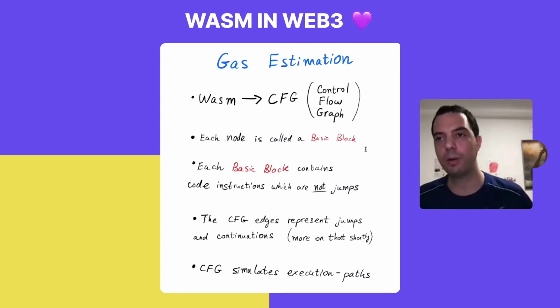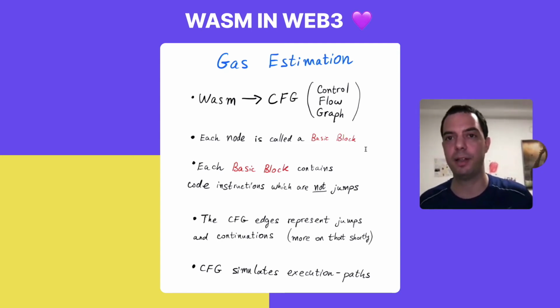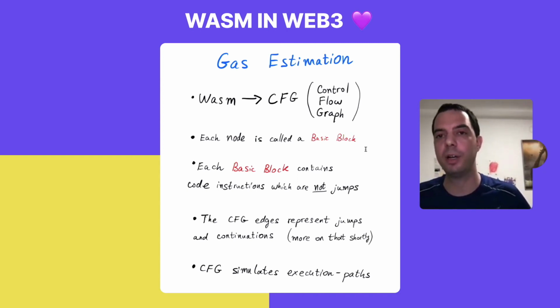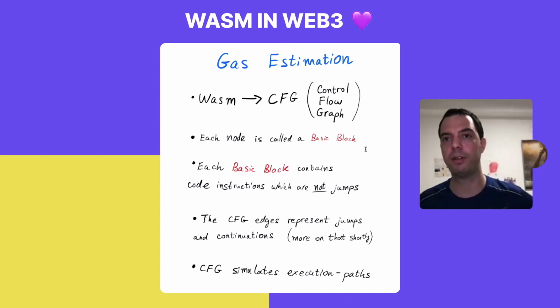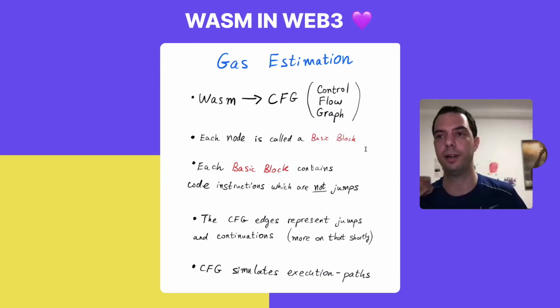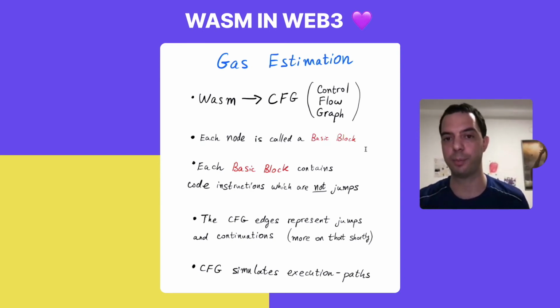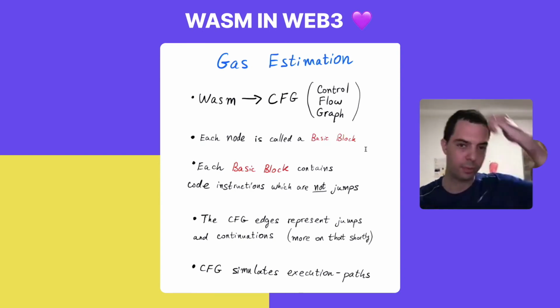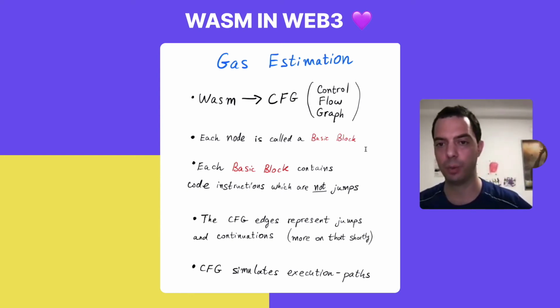The way to address this need of estimation goes like this. We've got a Wasm, and then we use a technique that is commonly used in the compilers world. It's called the control flow graph. In the control flow graph, each node is called a basic block, which is a consecutive series of instructions that do not contain a jump. In WebAssembly, we have a couple of jumps, a couple of branching opcodes.